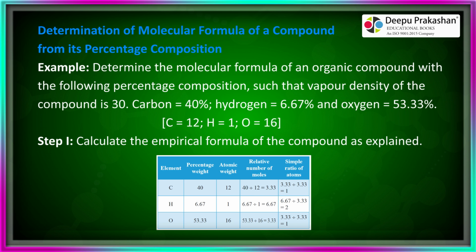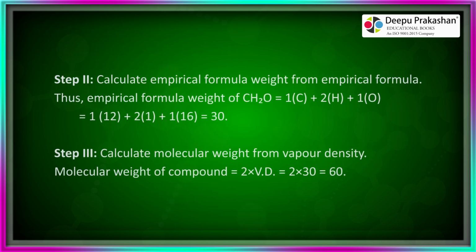Step first, calculate the empirical formula of the compound as explained. Step second, calculate the empirical formula weight from the empirical formula. Thus, the empirical formula weight of CH2O = 1 C + 2 H + 1 O = 1 × 12 + 2 × 1 + 1 × 16 = 30.